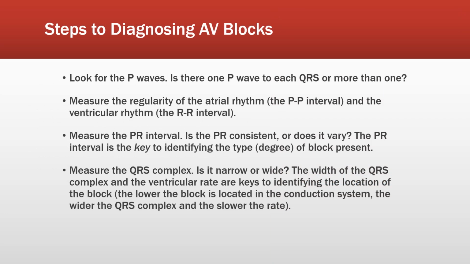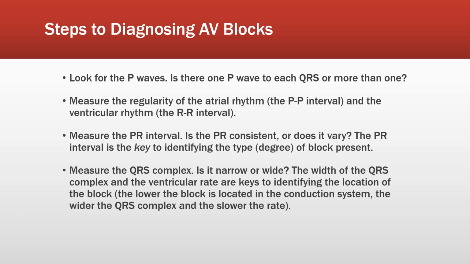When it comes to diagnosing these AV blocks, if you remember your 5 steps of rhythm interpretation, it's going to be really easy. We're going to look for P waves. Are there more than one P wave to each QRS? We're going to look at the PR interval. Is it normal or abnormal? We're going to see the regularity of the rhythm. So P waves, are they marching out? The R to R interval, is that marching out? And we're going to measure the QRS. Is it normal? Is it wide? So that will help us determine some of these things.